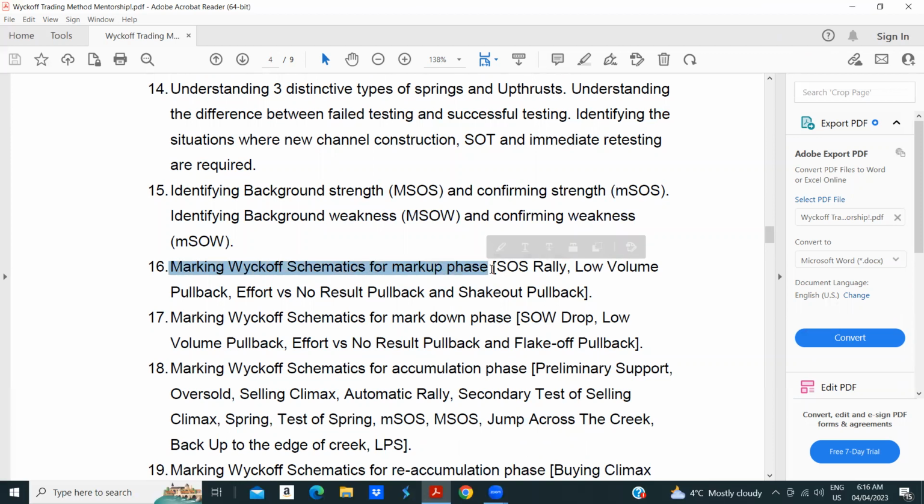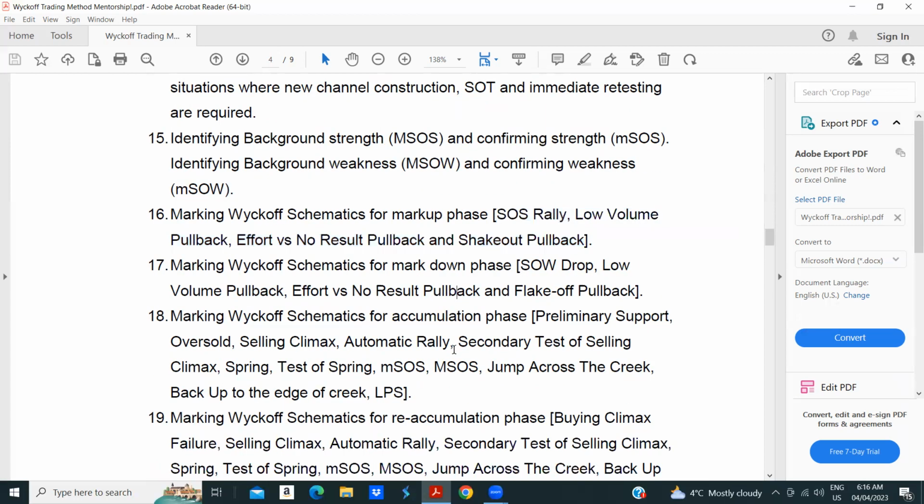These annotations include SOS rally, low volume pullback, effort versus no result pullback, and shakeout pullback. Okay. Then we will also mark the Wyckoff semantics for the markdown phases as well. And these annotations include SOW drop, a low volume pullback, effort versus no result pullback, and shakeout pullback.